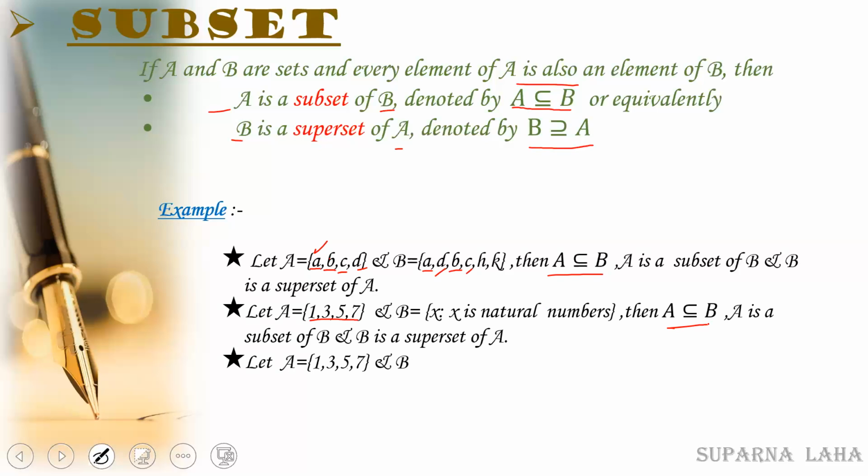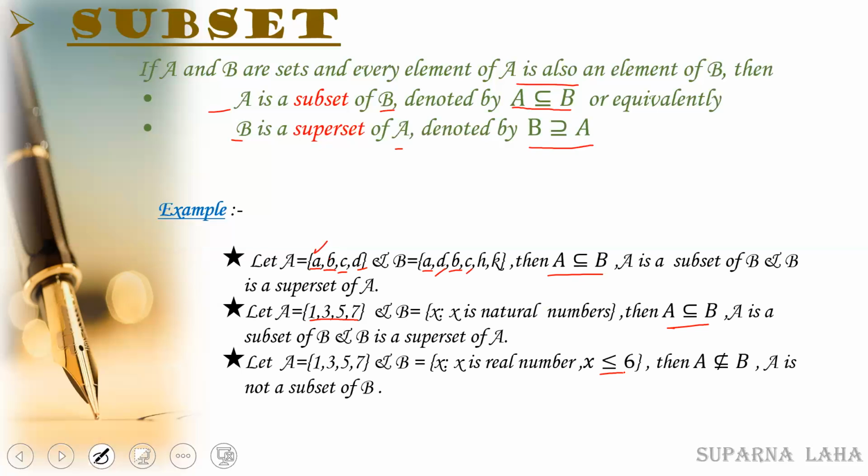Next, let A be {1, 3, 5, 7} and B be the real numbers less than or equal to 6. So I am taking all the real numbers less than or equal to 6. But look here, the set A contains this element 7. Does 7 belong to B? Is 7 an element of B? No. Since I am taking up to 6, that means 7 is not an element of B.